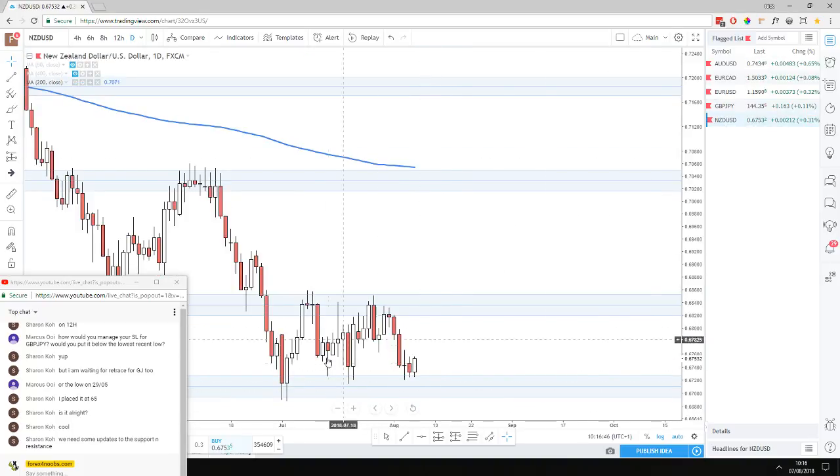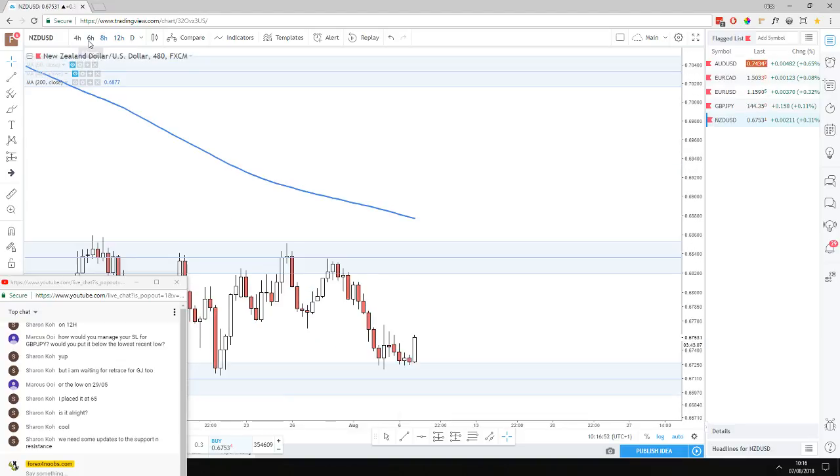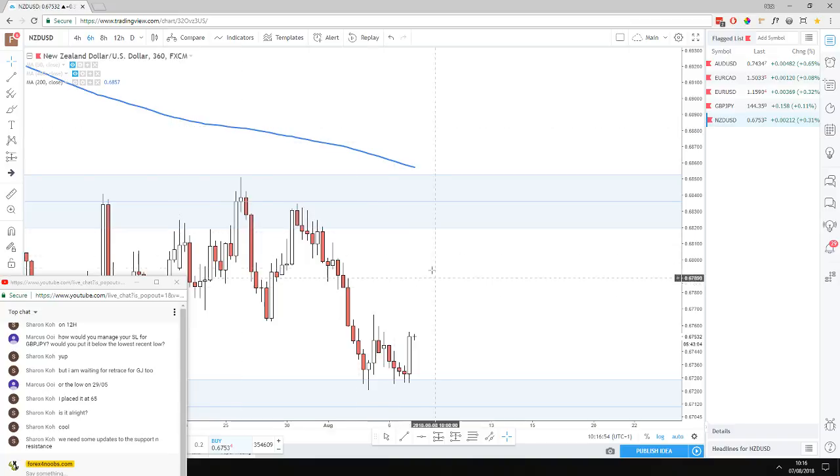New Zealand USD, this one's turning around on support. This one's already triggered also. Not much chance of a retrace entry on this one. It's already started to take off. It could happen, of course, but yeah, there's not a huge chance of that happening.